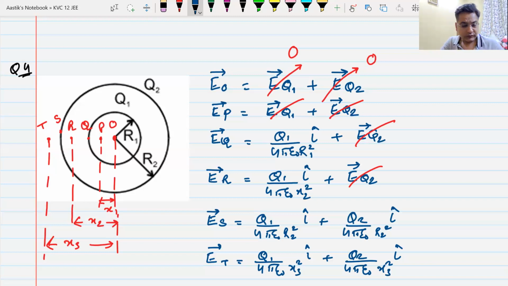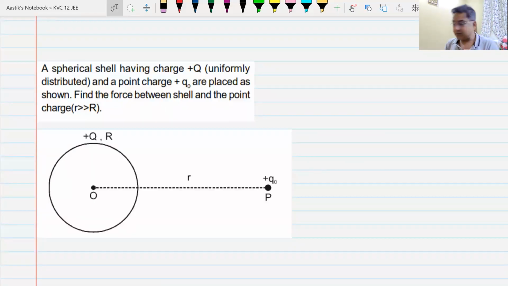Yes, sir. Okay. Now comes this question, and again we are going to see a lot of these questions, and there is a special condition given. You must understand this condition as well. So a spherical shell having charge plus Q uniformly distributed and a point charge Q naught are placed as shown. Find the force between the shell and the point charge. And this condition is given.